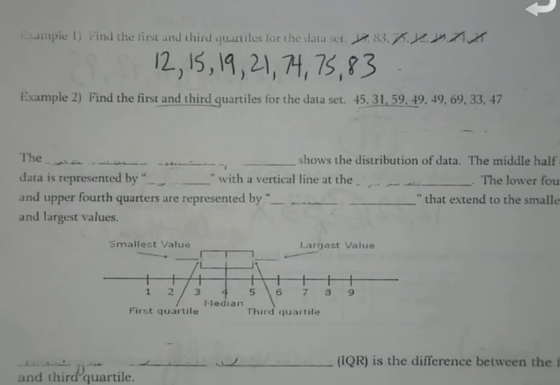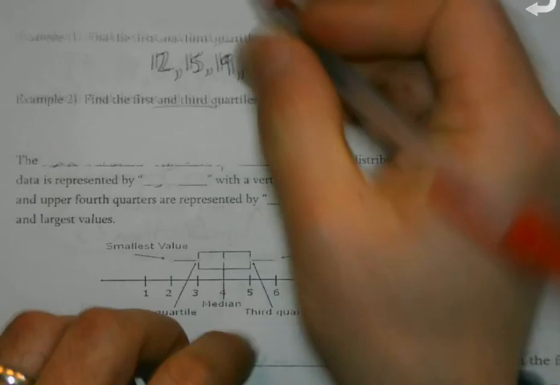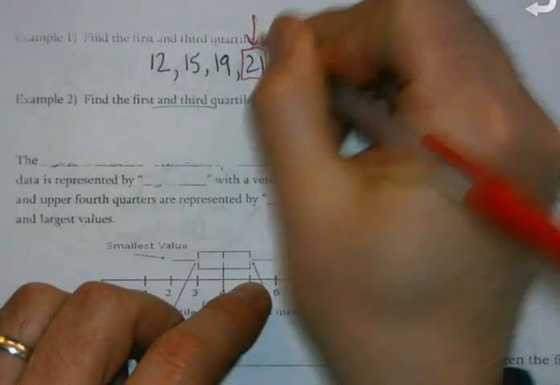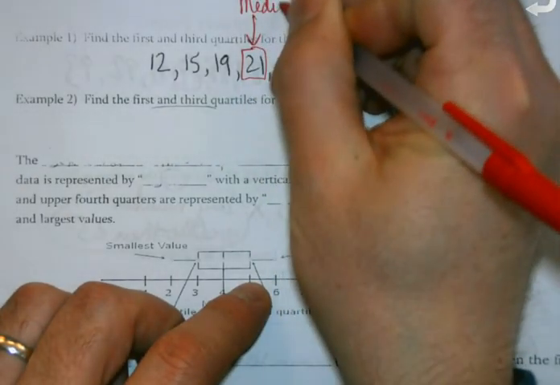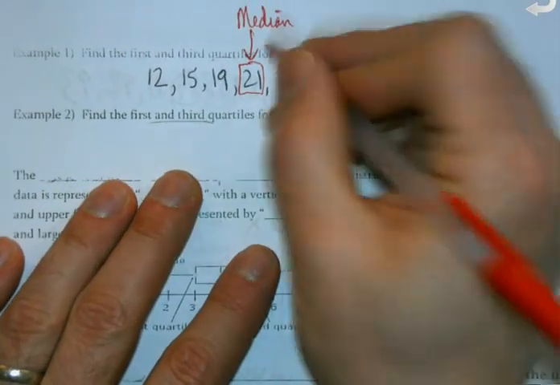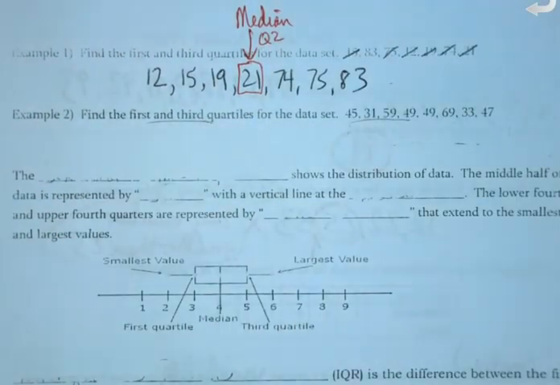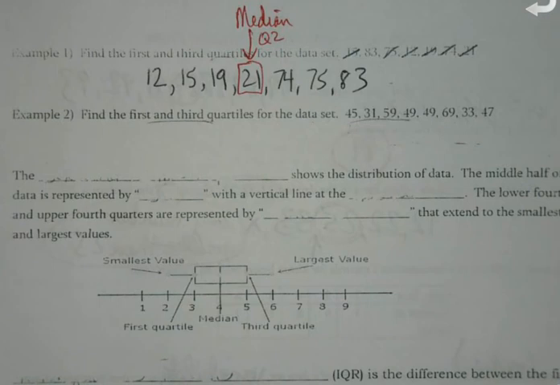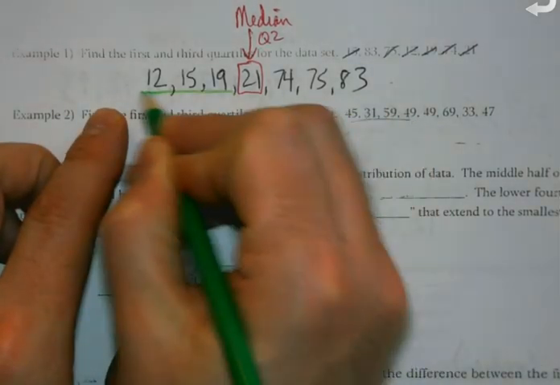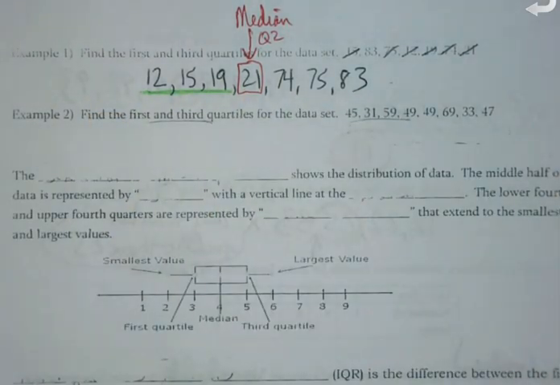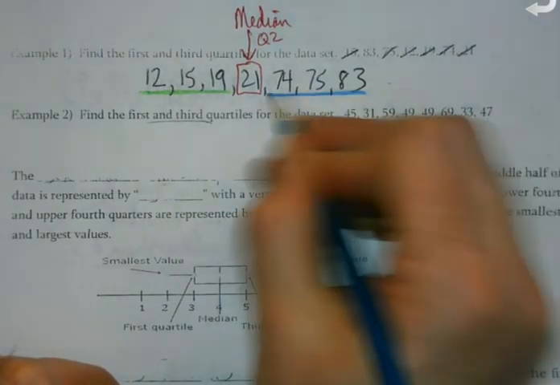What's my median for this one? What number's in the middle? 21. Okay, so 21 is my median, or my second quartile. What we're going to do once we've got that figured out is break this into my lower half and my upper half.